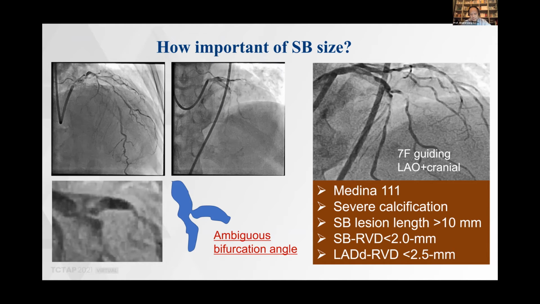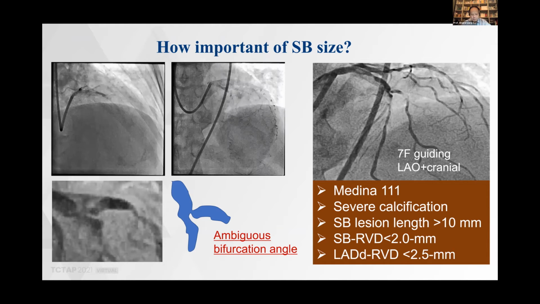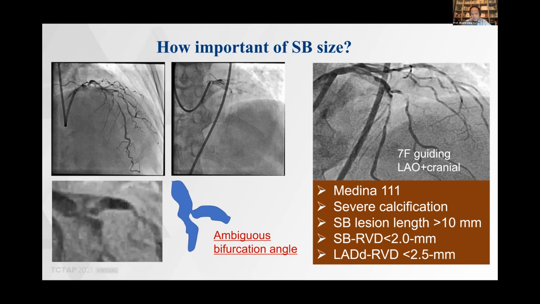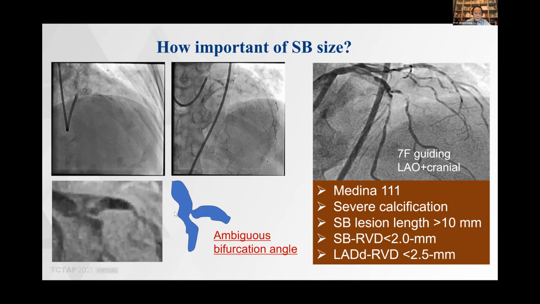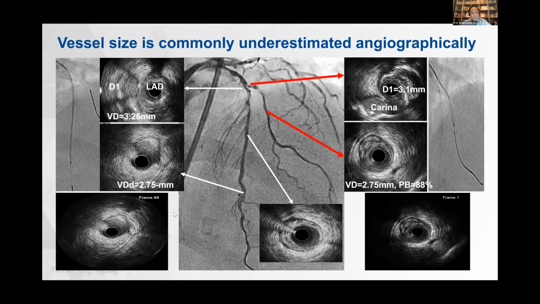Basically, according to the angiography, we can conclude Medina 111, severe calcification in both main vessel and diagonal, side branch lesion length longer than 10 mm. Also very small reference vessel diameter in both main vessel and side branch. For this case, first of all, we could not advance even a 1.5 balloon to distal LAD, so we performed rotational atherectomy followed by a check of IVUS.